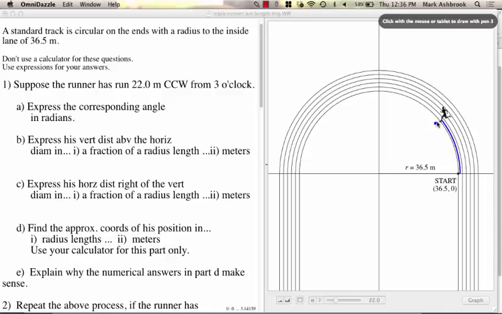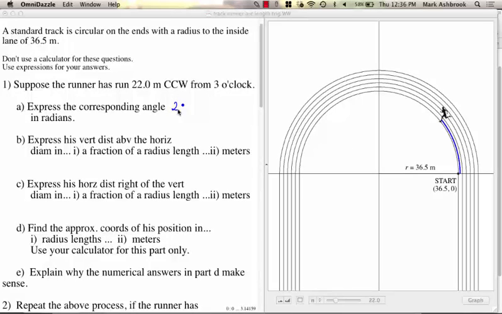Jordan, what do you think? If you ran 22 meters, the radius is 36.5, and he ran 22 meters, and we're trying to figure out how many radius lengths he's run around the arc of the circle, because that'll be the same as the angle measure in radians.